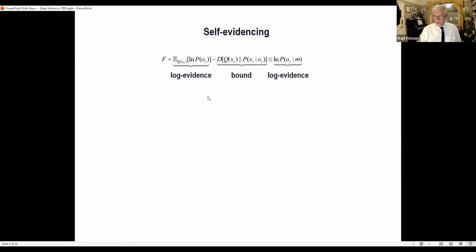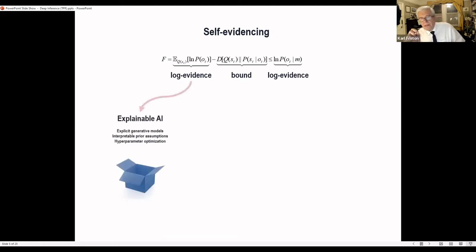And in engineering machine learning, this is known as an evidence lower bound, acronym ELBO. It's exactly the same objective function used in high-end deep learning, for example, variational autoencoders. The nice thing, though, about having a generative model underneath this objective function is that you can explain how your data were generated. So in principle, we have, from the point of view of machine learning, an explainable kind of artificial intelligence with explicit generative models and interpretable prior assumptions.